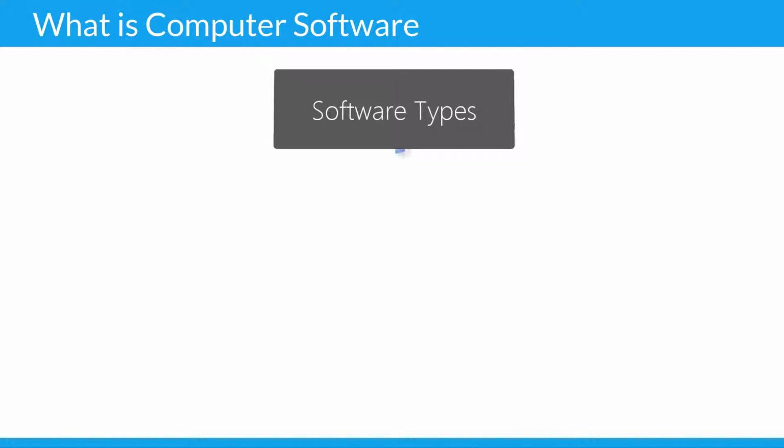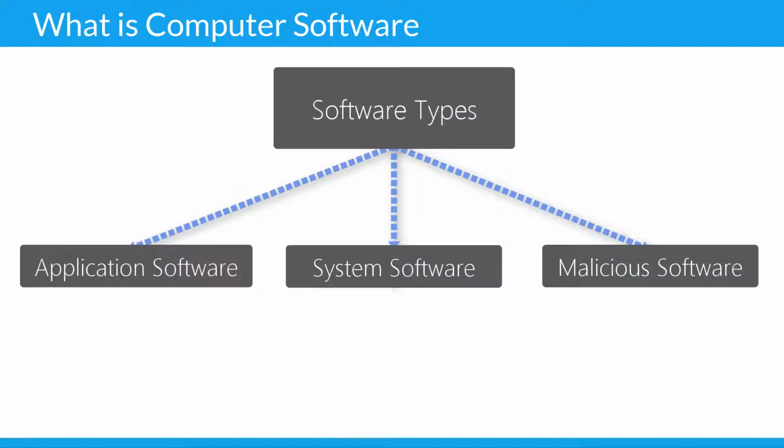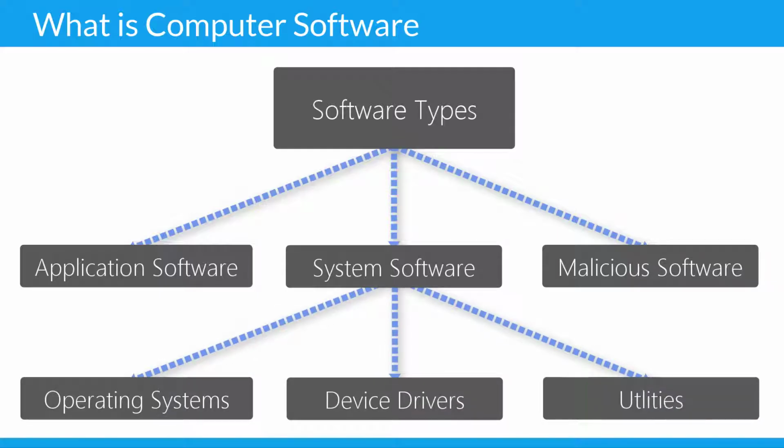Software types: application software, system software, operating systems, device drivers, utilities, and malicious software or malware.